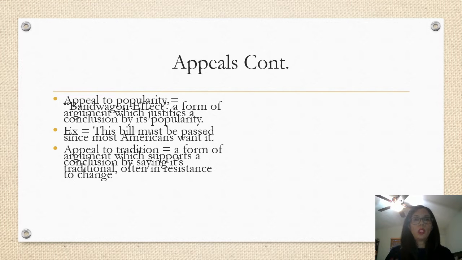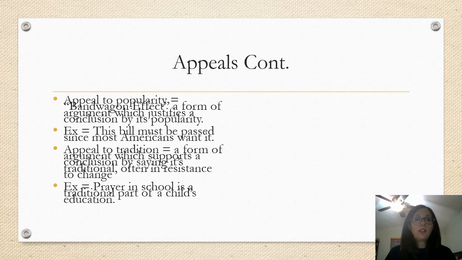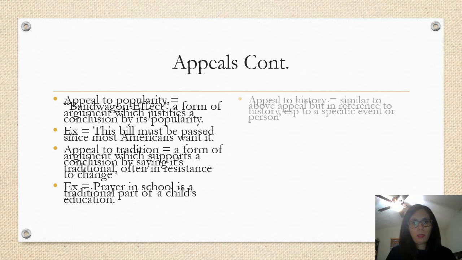So think of traditional American stances on things. For example, prayer in school is a traditional part of a child's education. Notice how vague that argument is. As it stands there, it's not a very strong use of the appeal.